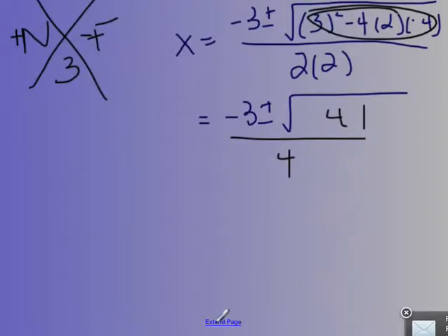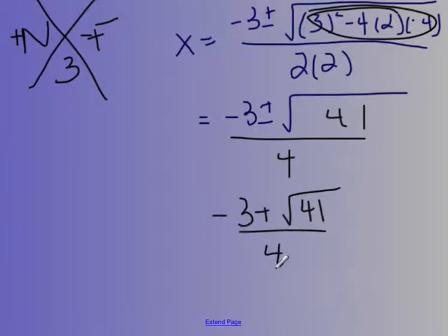So now we're going to create our two versions. First, I'm going to do my positive version. So -3 plus the square root of 41, hit enter, and then divide it by 4. And then I get a huge long decimal. So the three numbers are 0.850. Now remember, we want to round it to 2 decimal points. So we look at the third decimal point. Because it's below 5, we're going to keep the numbers the same.